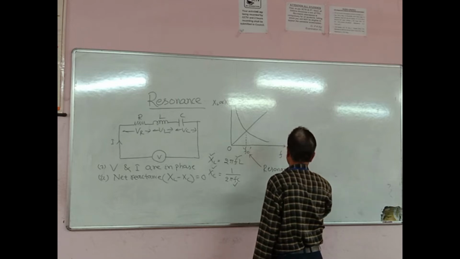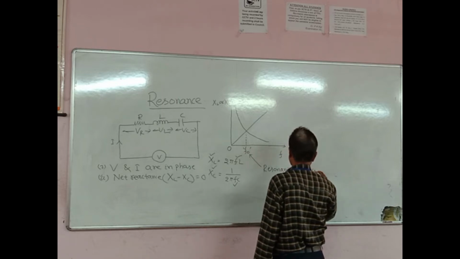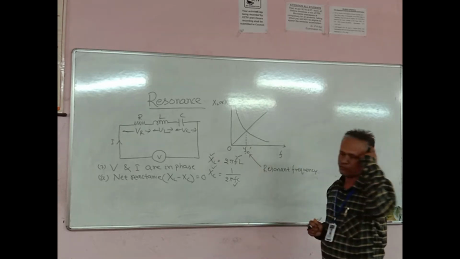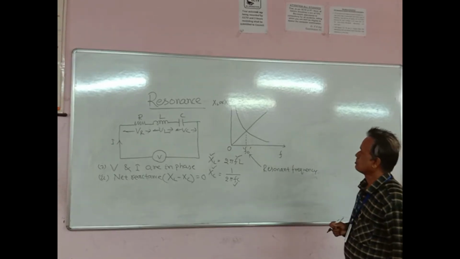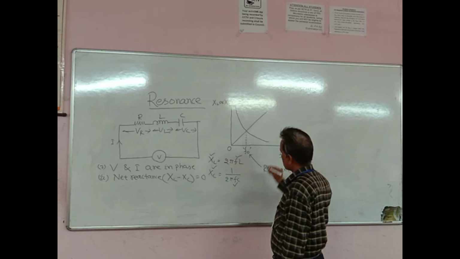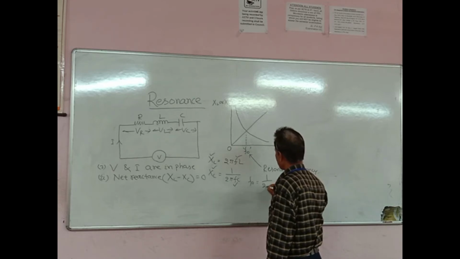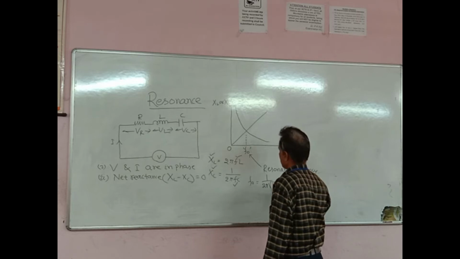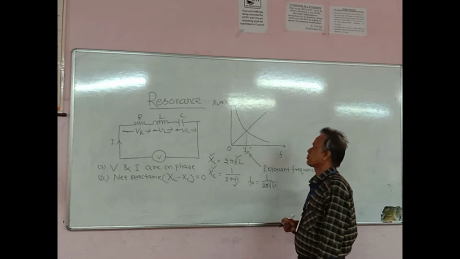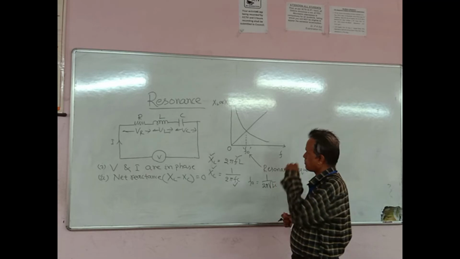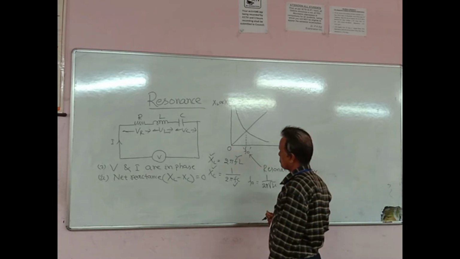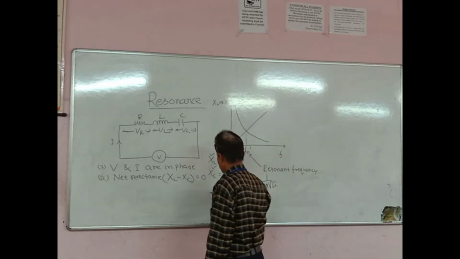Resonant frequency. This is the resonant frequency. So this expression we have already derived, F0 is equal to 1 by 2 pi root over LC. So we got this variation. So thereafter, let us also understand how Z varies.